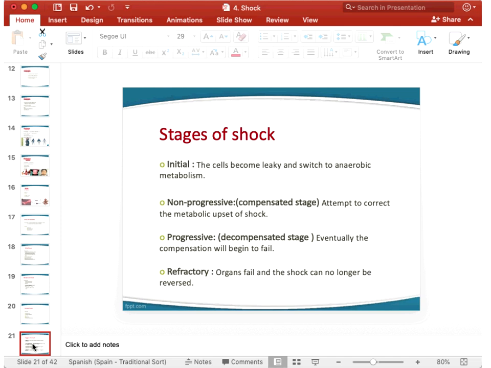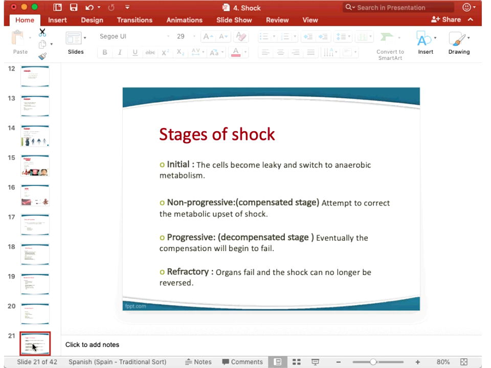So, what stages do we have? In all types of shock, we have the initial stage. The initial stage is when the endothelium lacks the continuity between their cells, and the endothelium starts to leak out the volume. So you start losing the volume from the intravascular to the interstitial space.